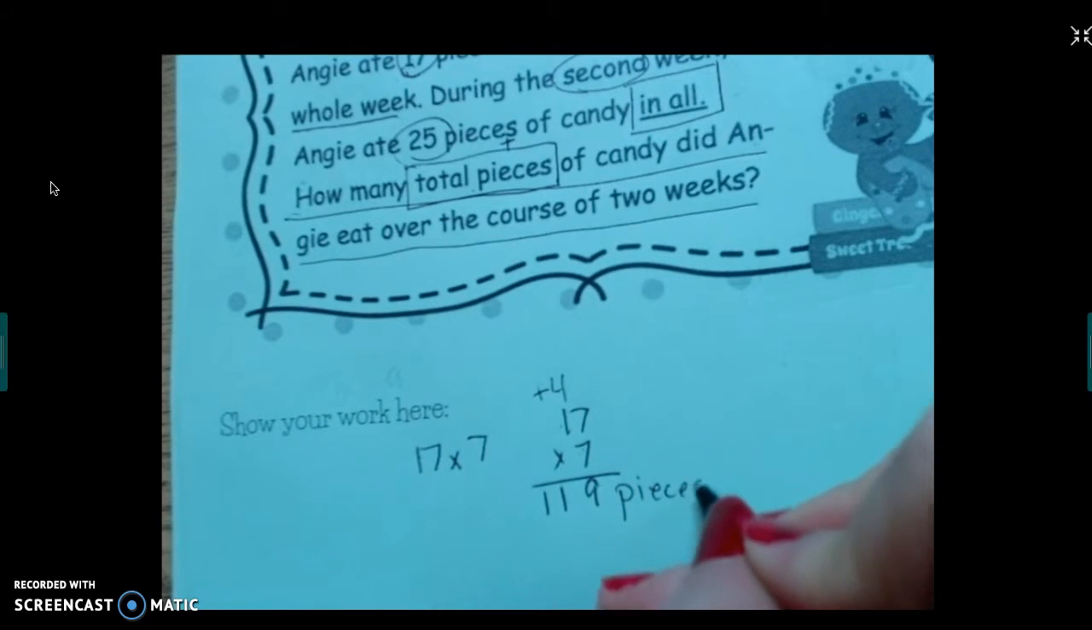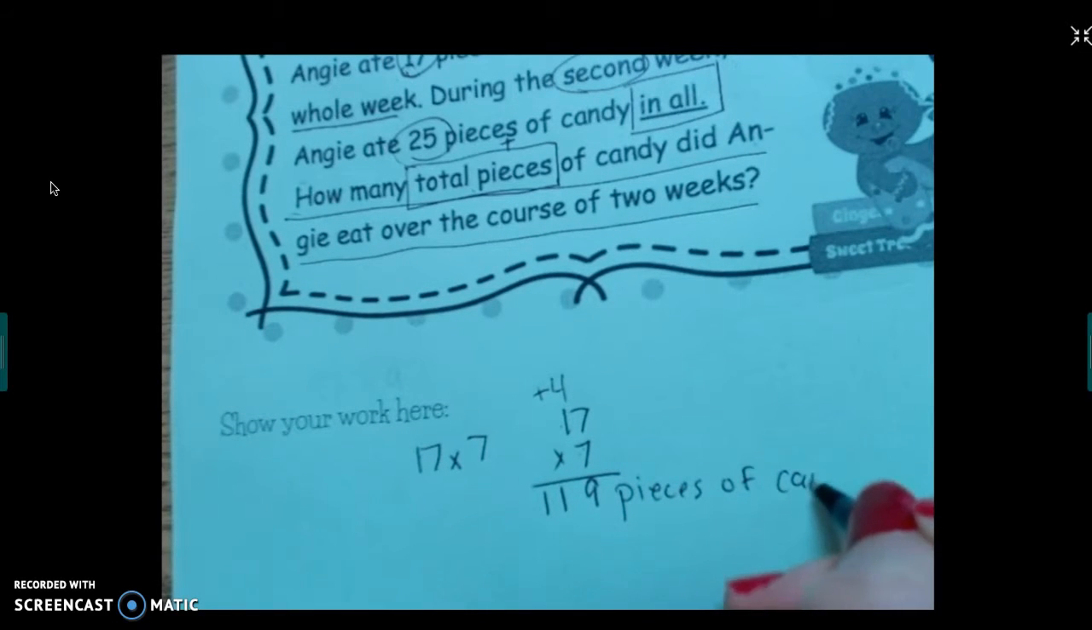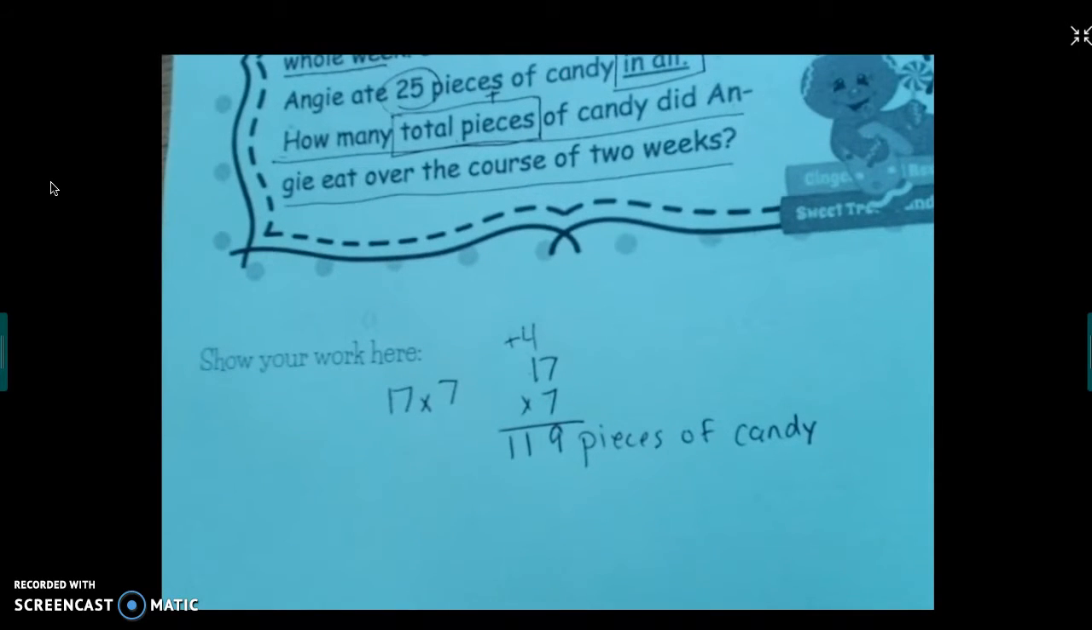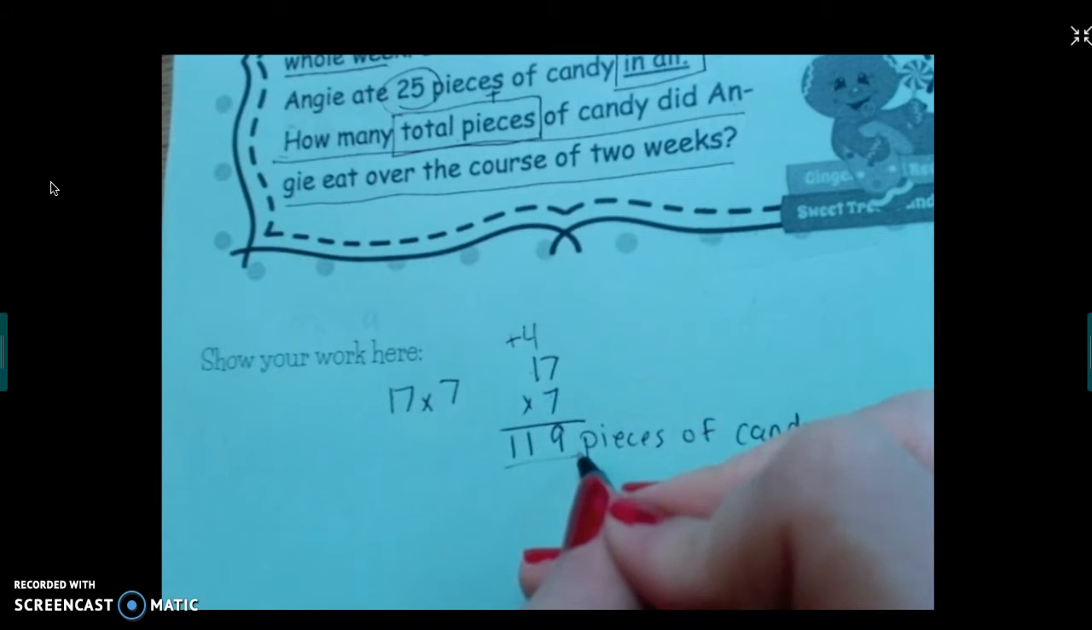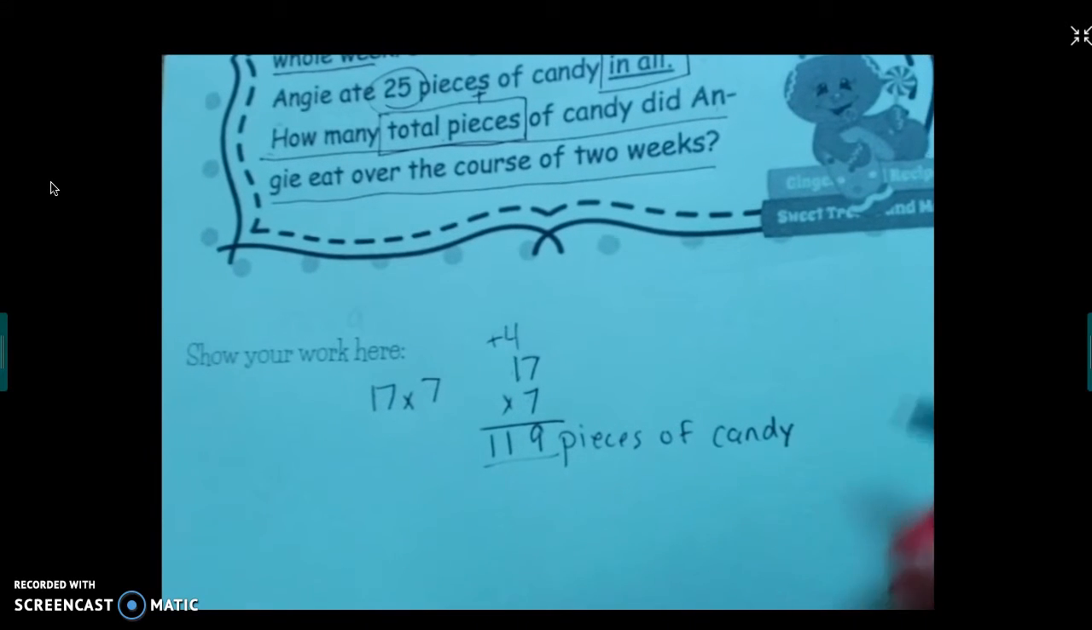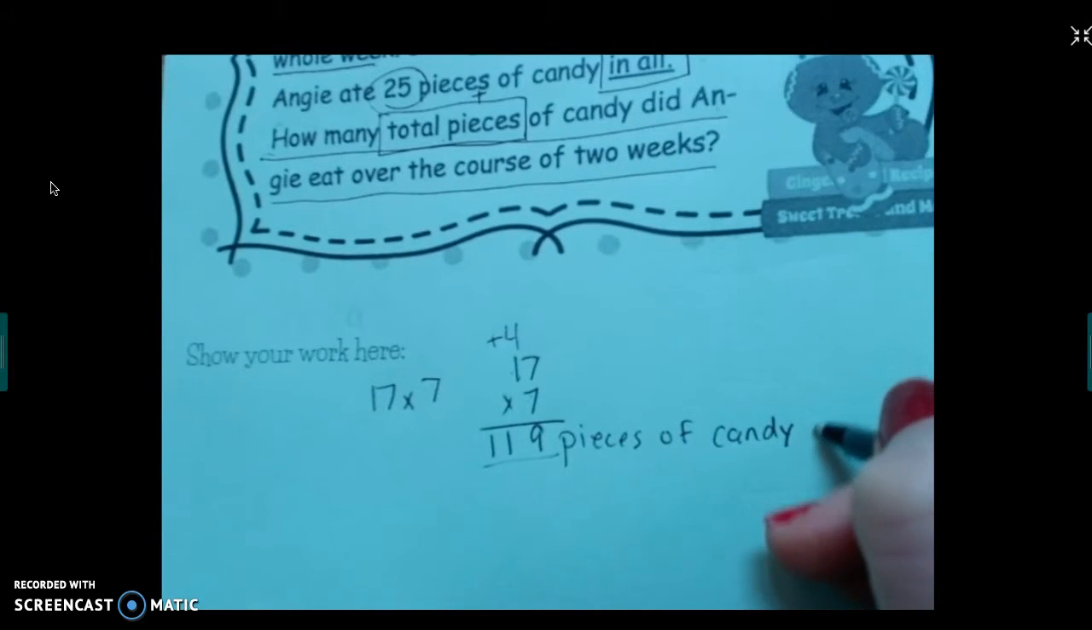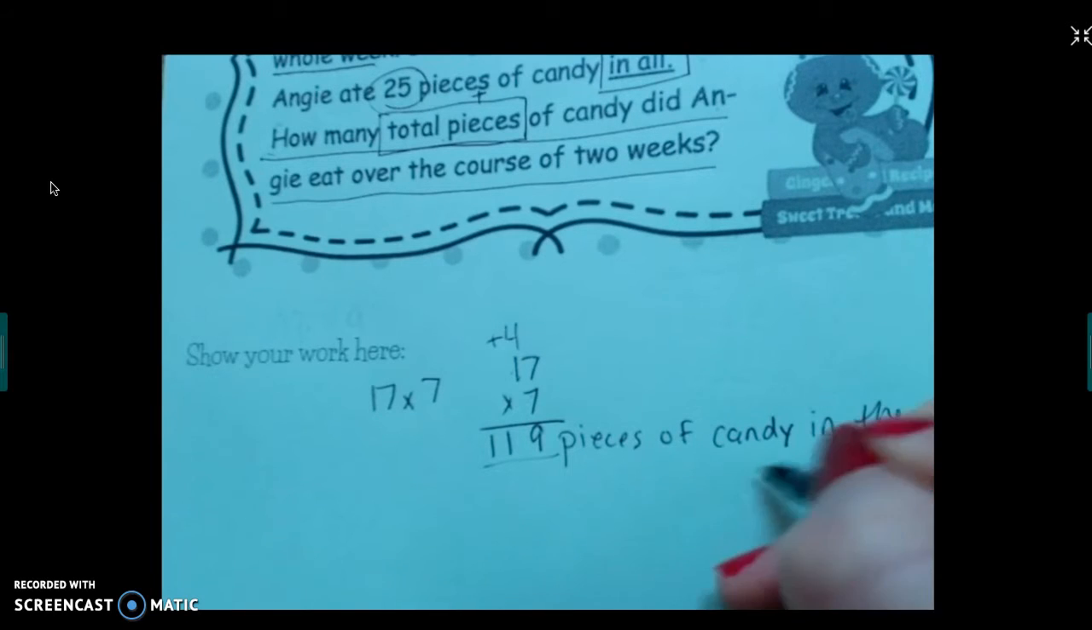pieces of candy. Guys, it's really important that you label, once you find the answer to stuff, label it real quick so when you come back to it later, you know exactly what that 119 means. 119 pieces of candy in the 1st week.